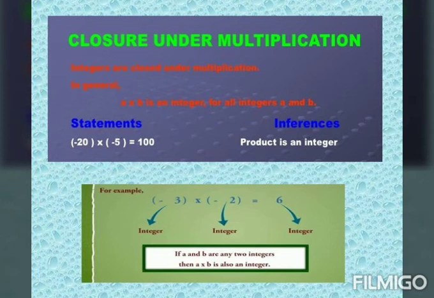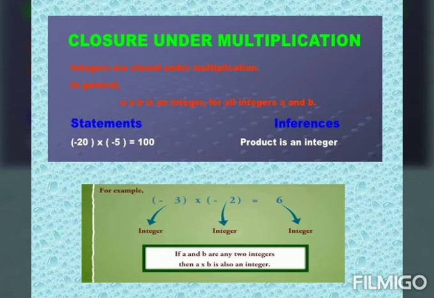Integers are closed under multiplication. Here is another example: minus 3 into minus 2. Both are negative integers. When we multiply, we get a positive integer. If a and b are any two integers, then a into b is also an integer.